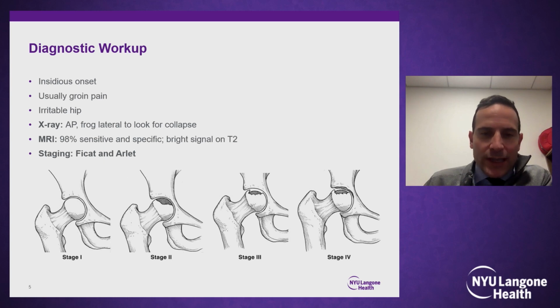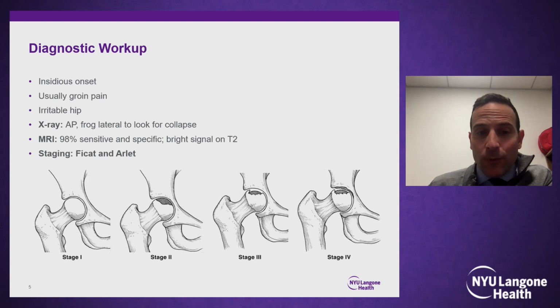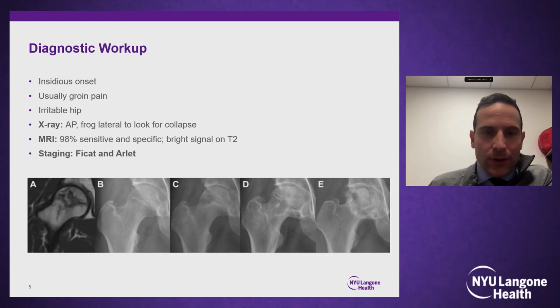The traditional staging system was the Ficat and Arlet system, and it basically just followed the head as it progressed towards collapse and eventually bipolar cartilage disease and arthritis in the hip. So you can look below and see the different stages. The first stage you don't really see on X-ray. The second stage you see on MRI more clearly, but there's no collapse. And then as they progress, stage 3 has collapse, stage 4 has some acetabular chondral pathology development. And this is that same stage seen on actual X-rays.